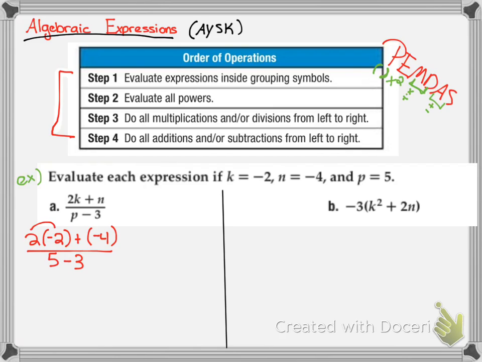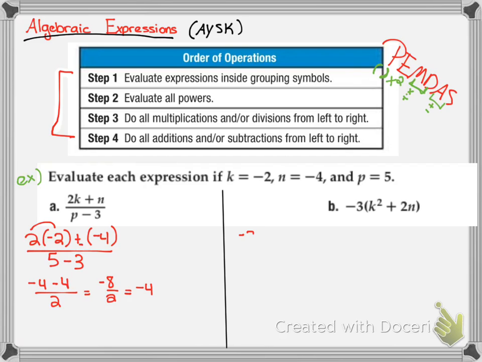So now we can go ahead and dive in. We have 2 times -2. A negative times a positive is always a negative, so that's -4. Minus, because a positive and a negative is still negative, 4 over 5 minus 3, which we know is 2. So this equals -8 over 2, which reduces to a -4. Okay, easy enough. Not bad, just be careful with those negatives. Let's go ahead and look at part B now.